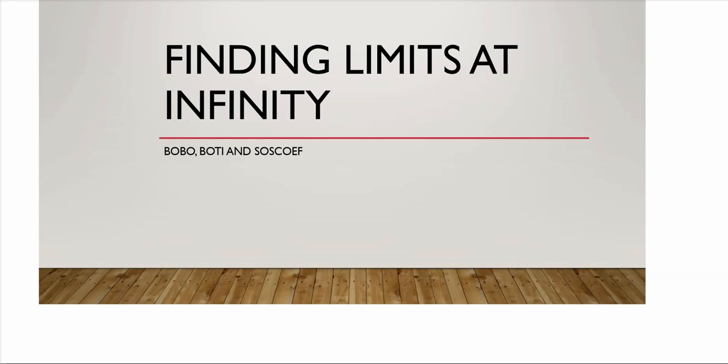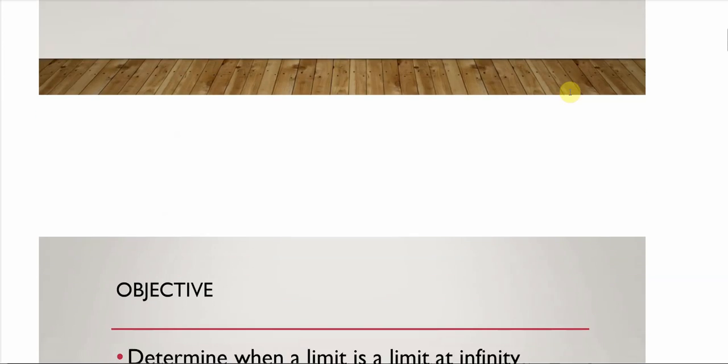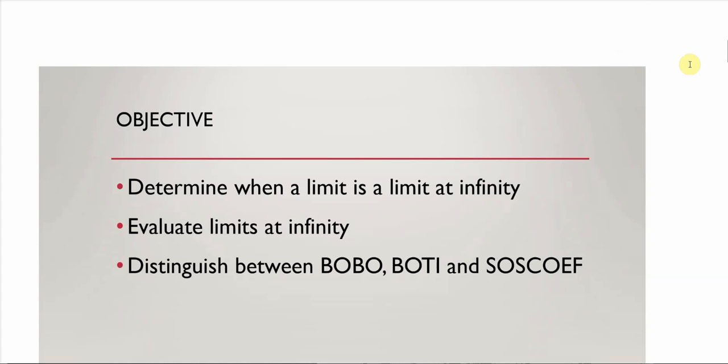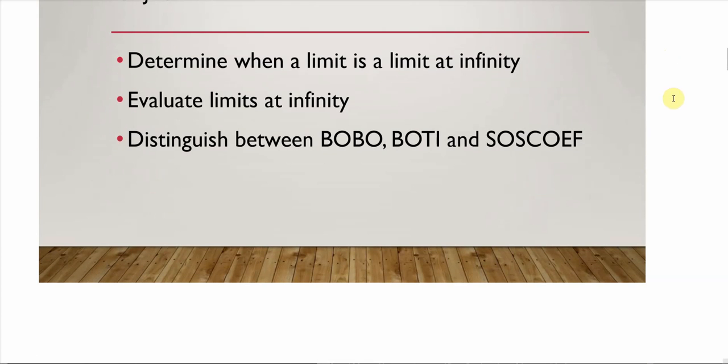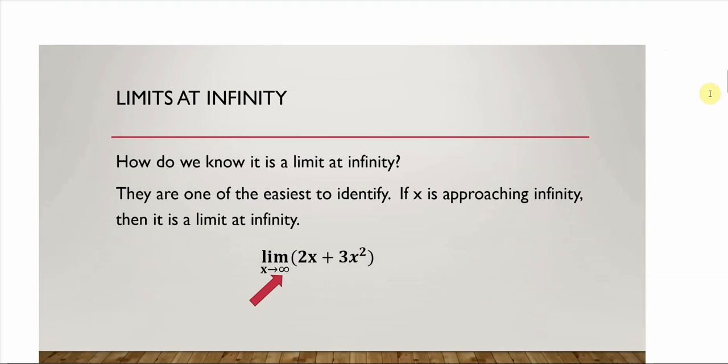In this video, we're going to be finding limits at infinity. And the subtitle, if you notice, is going to be acronyms: bubble, bow tie, and SOSCOP. So what's the objective for this video? We are to determine when a limit is a limit at infinity, how to identify it, evaluate limits at infinity, and finally distinguish between bubble, bow tie, and SOSCOP.